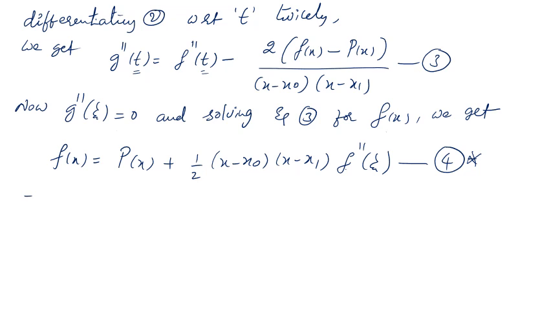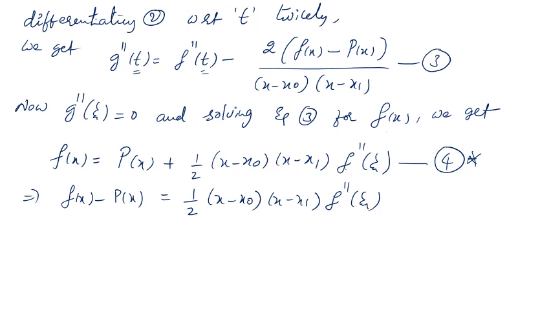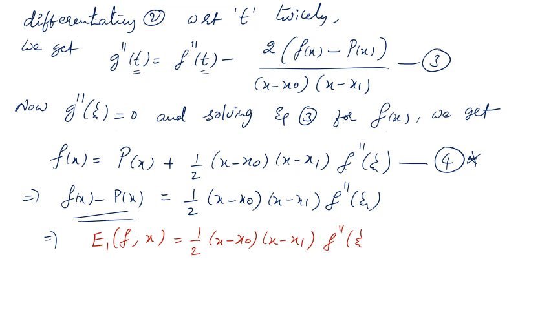And therefore, f of x minus p of x is equal to 1 by 2 (x minus x0)(x minus x1) into f double dash xi, right? And what is this expression? This is nothing but the truncation error, E of f comma x, equal to 1 by 2 (x minus x0)(x minus x1) multiplied by f double prime xi. This is equation 5. This is the truncation error.